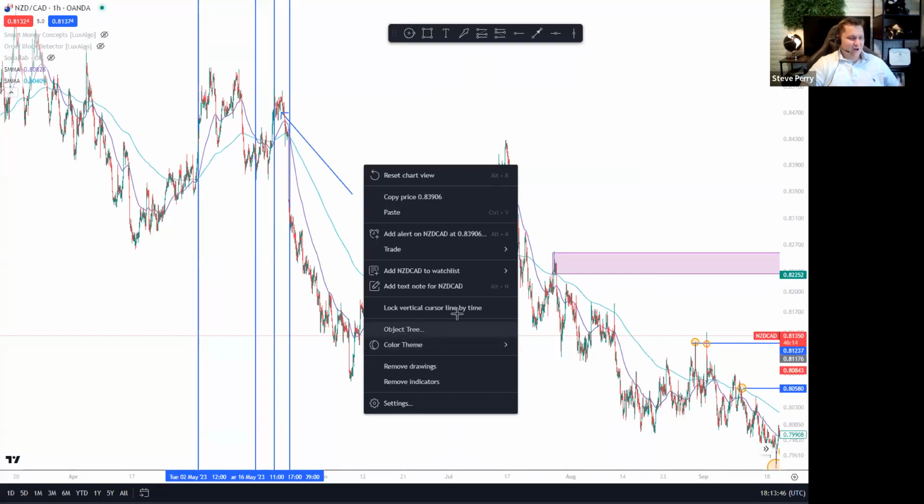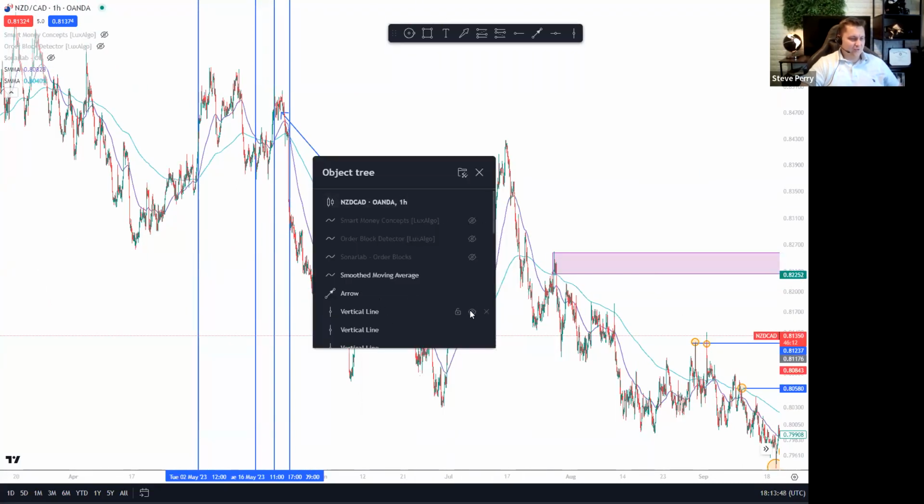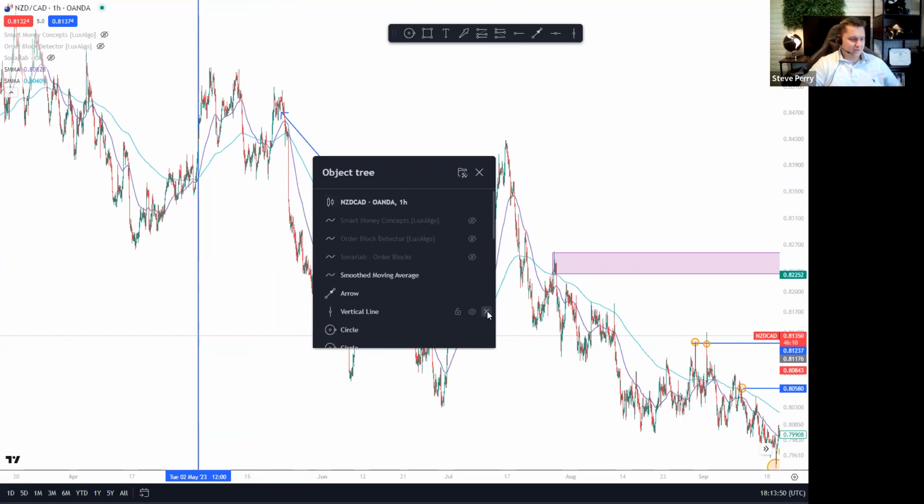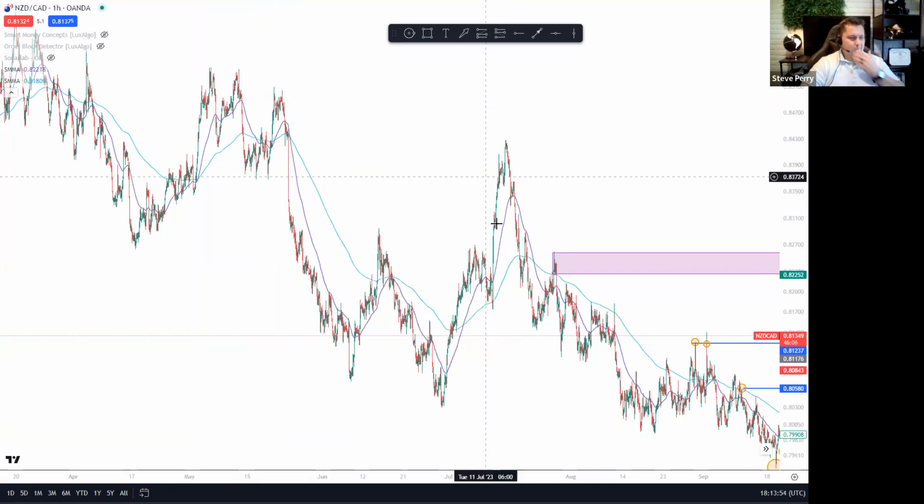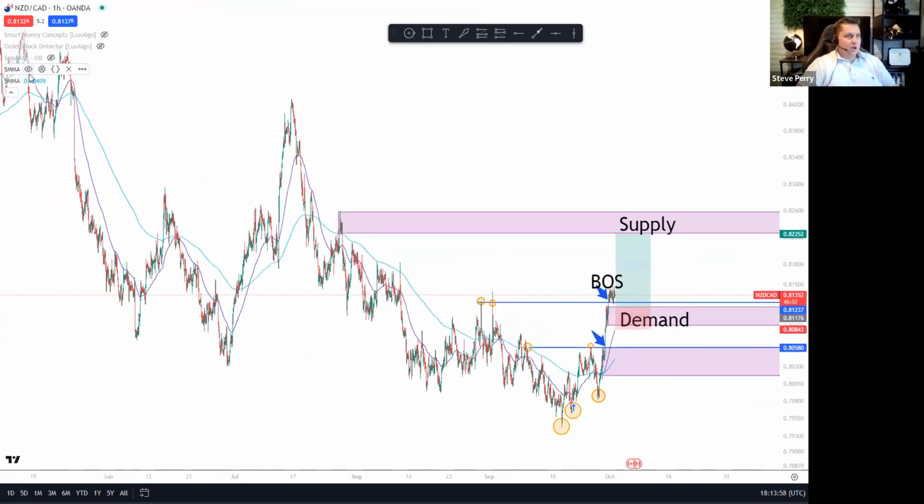Okay, so let's go to object tree and let's just remove these. We don't need this, and we don't need that. We can remove this arrow. Good. So this is exactly where we're going with this.